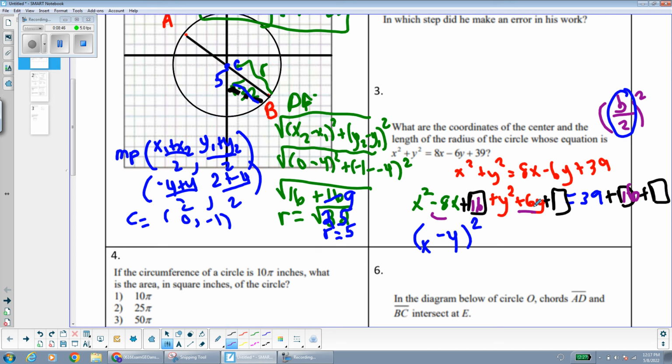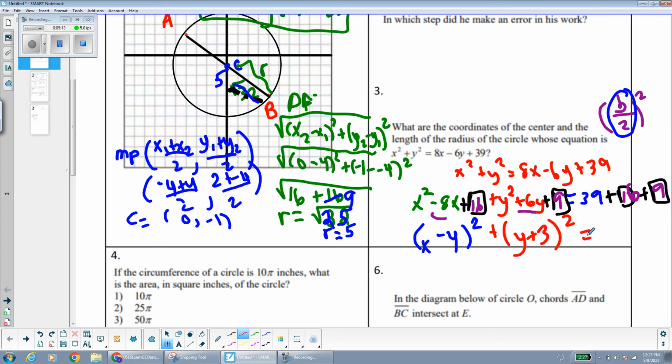Okay, for the y terms, 6 over 2 is 3, squared is 9. So whatever I add to the left, I also have to add to the right. And then factoring here, it's going to factor to the same factor repeating twice. What goes in the parentheses is b over 2 before it was squared. So here that's 6 over 2, which is just positive 3.